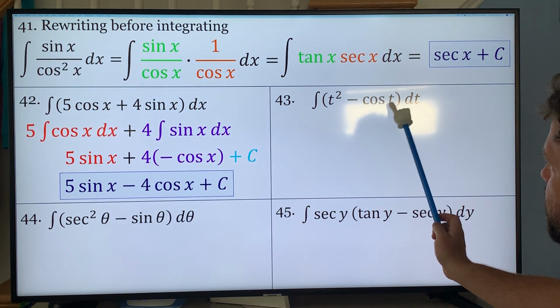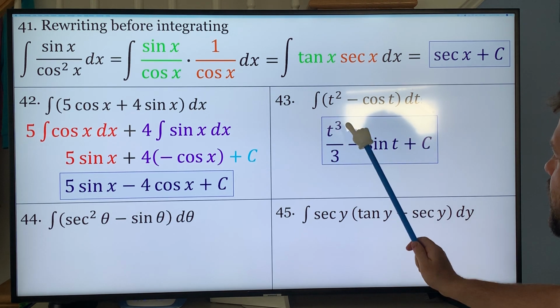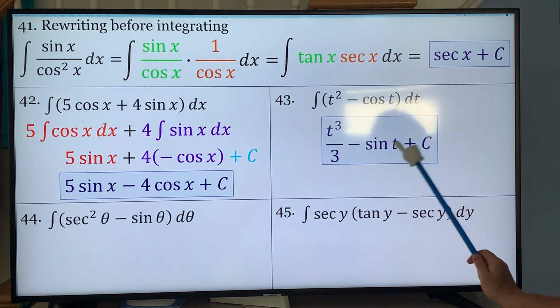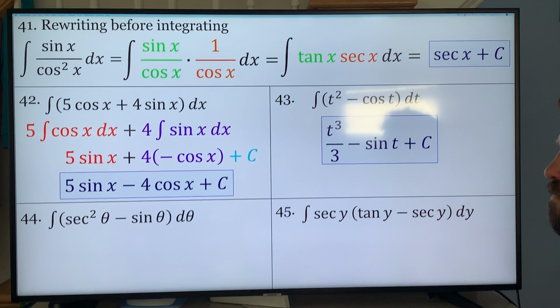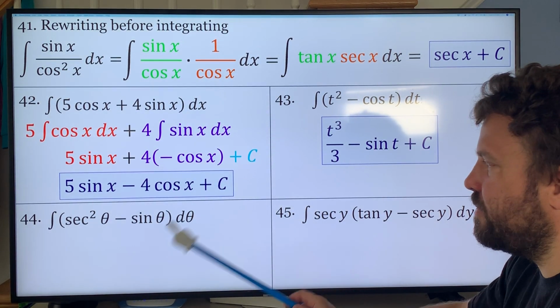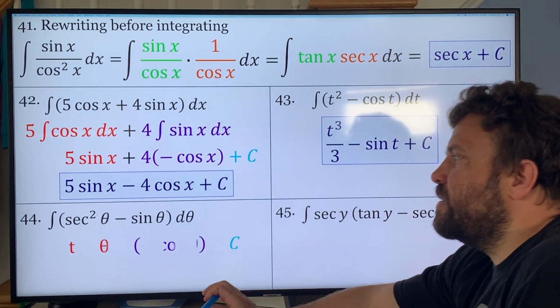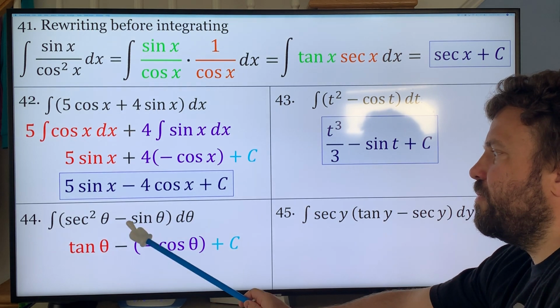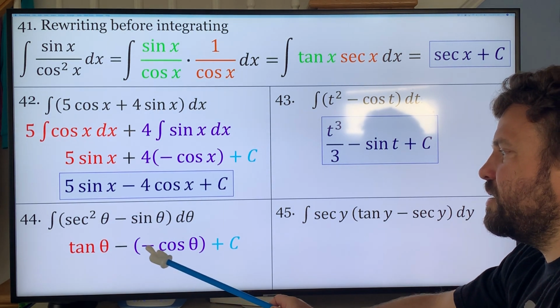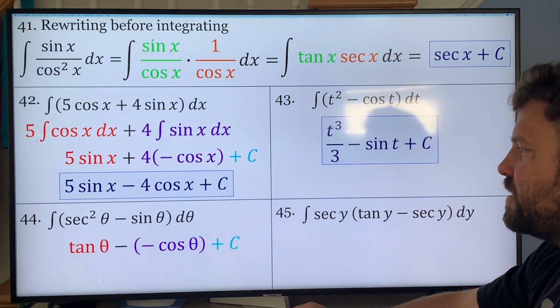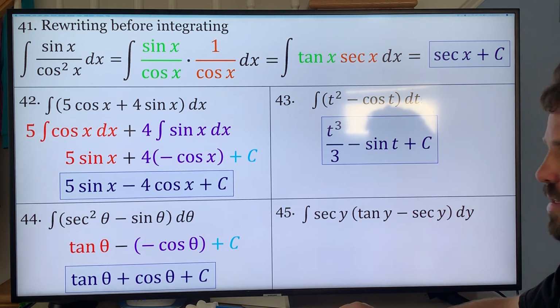Regular integral, trig integral. T to the 3rd over 3 minus sine t plus c. There you go. Oh, look at these, d theta. Integral of secant squared is tan. Integral of negative sine is negative cosine. Minus a negative is tan theta plus cosine theta plus c.